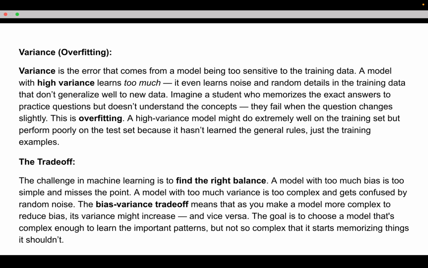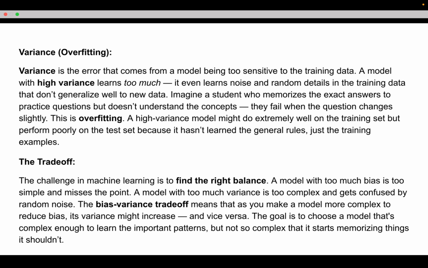Now variance is like overfitting. It's the error that comes out from a model being too sensitive to the training data. A model with high variance learns too much. It even learns noise and random details in the training data that don't generalize well to new data. Imagine a student who memorizes the exact answers to practice questions but doesn't understand the concept. They fail when the question changes slightly. That's overfitting. A high variance model might do extremely well on the training set, but perform poorly on the test set because it hasn't learned the general rules, just the training examples.